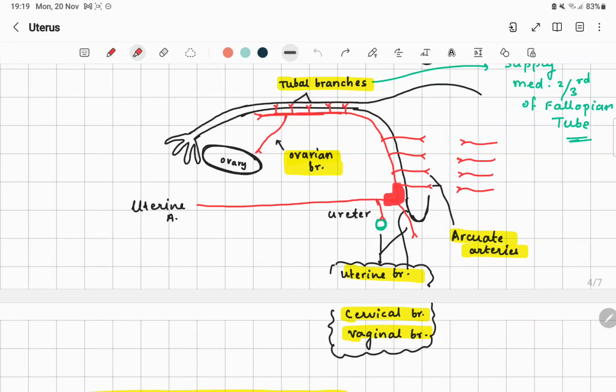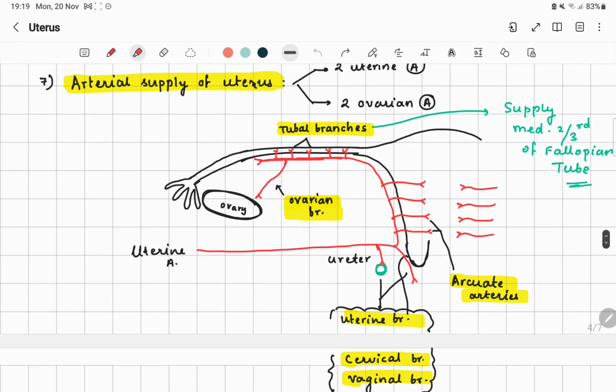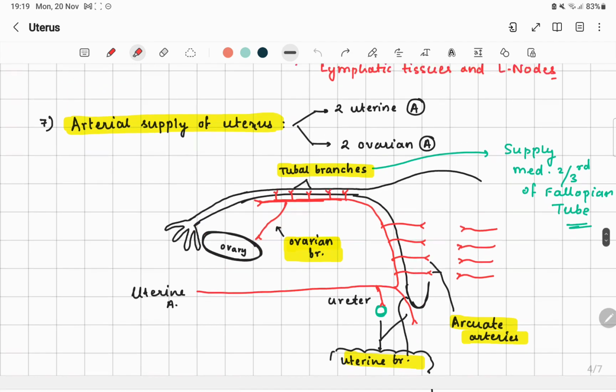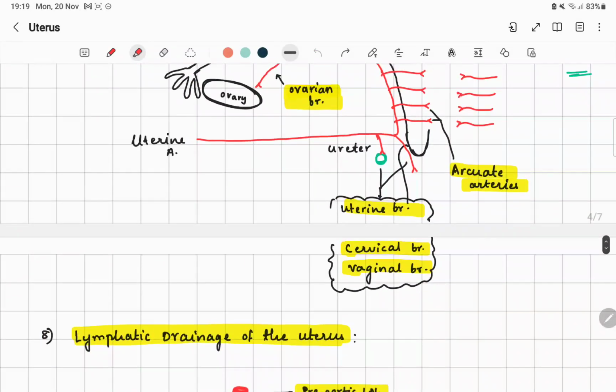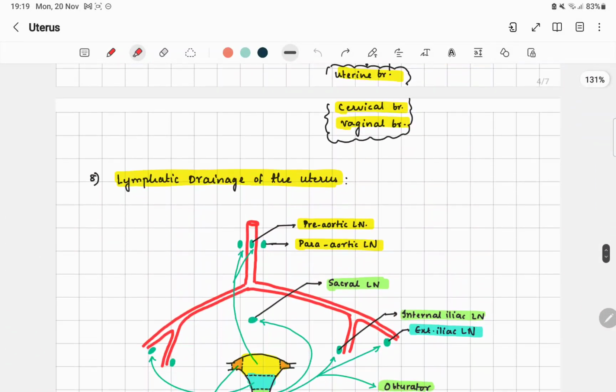So cervical branches. And here we have arcuate arteries. Arcuate arteries are supplying this part, the body of the uterus. And we have the ovarian branch also, which is giving tubal branches to the fallopian tube, and another ovarian branch to the ovary. These tubal branches are supplying the medial two-thirds of the fallopian tube itself. So this is the whole arterial supply of the uterus. You can draw this diagram if it is asked.